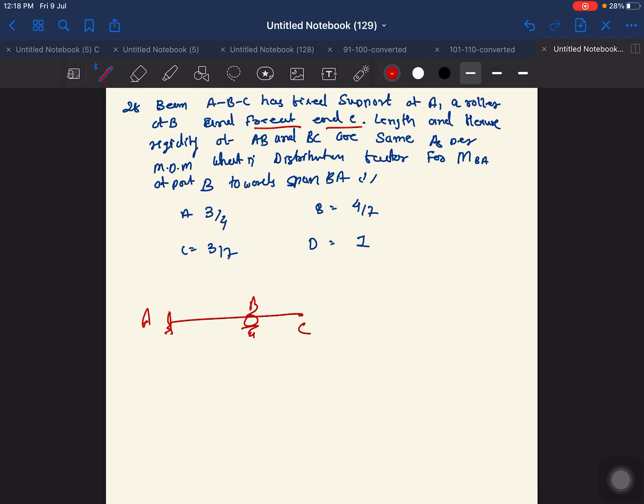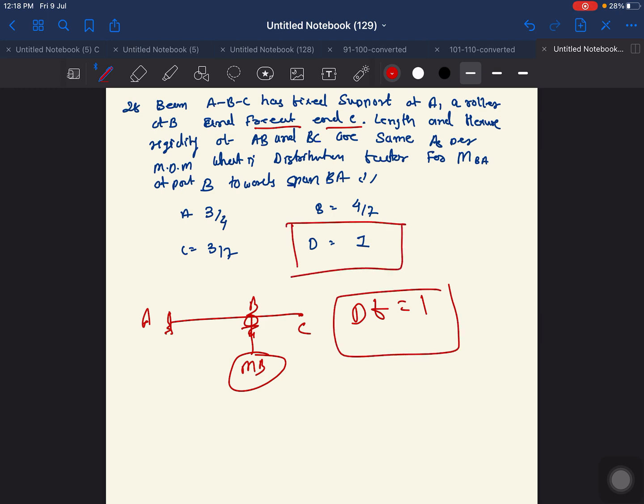So as per the moment distribution method, what is the distribution factor for MBA at point B? So we have to find out the moment distribution factor at this location. This is an overhanging beam, and this one is a simply supported condition. That's why your distribution factor is directly equal to 1. So your answer is D = 1.